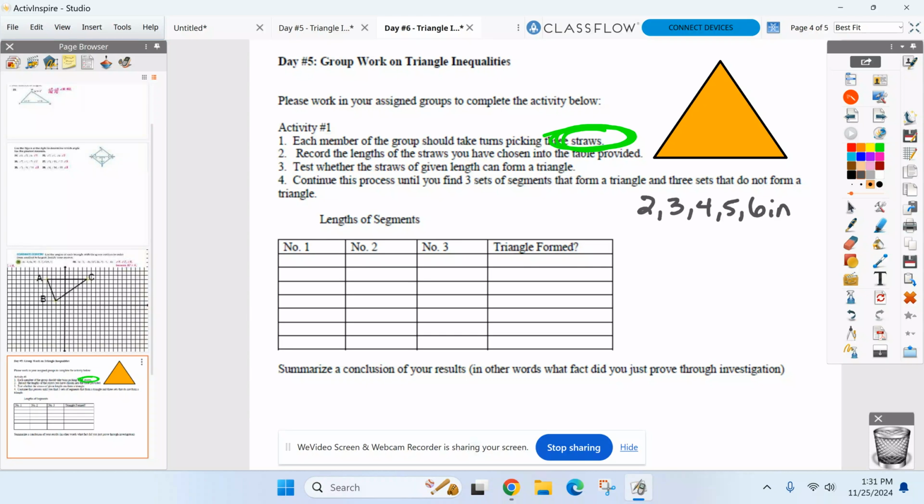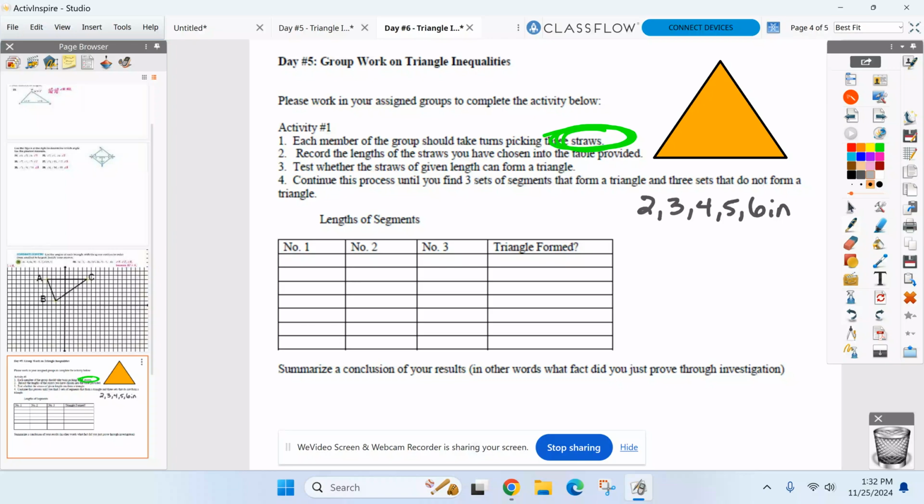Next up, you are going to select 3 of your pieces. Jot the lengths down in the chart I provided in your notes, and you're going to tell me if they form a triangle or not. If it comes up short, that's not a triangle. It's also not a triangle if it makes an exterior angle there. All 3 sides have to be touching all 3 vertices.